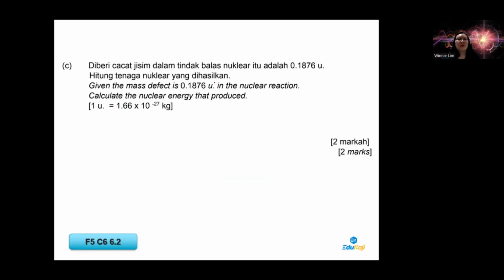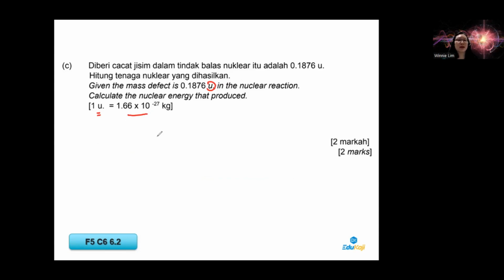Okay, so given the mass defect is 0.1876 u. u means atomic mass unit, because the mass of this atom is so small. You see, 1 atomic mass unit is about 1.66 times 10 power negative 27 kg. So most of the time when doing calculations or when they want to compare, they actually use the smaller unit, which is atomic mass unit, for subatomic particles.